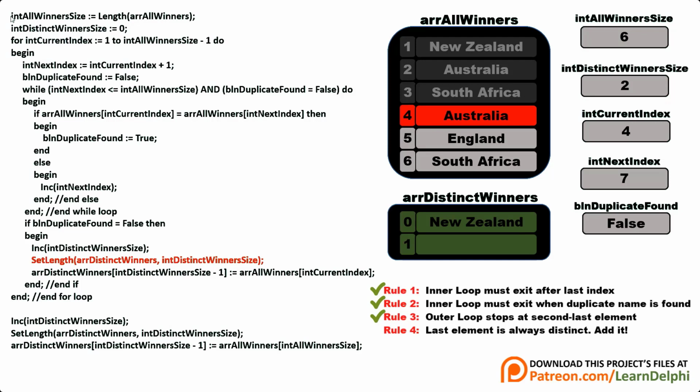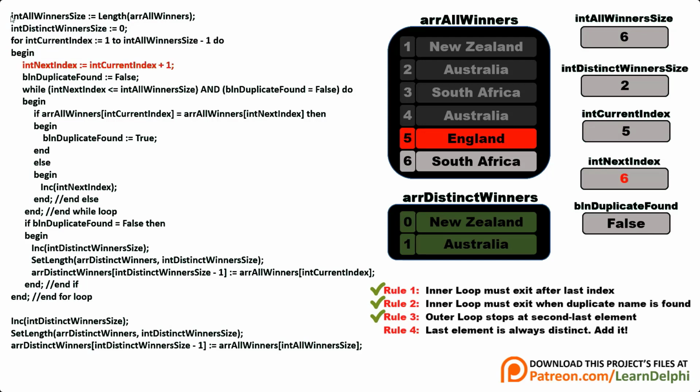Then you use the setLength procedure to add the second index into the dynamic array. Then you assign the second occurrence of Australia from the main array to the new element. The for loop still has one more cycle to go to process the second last index. The compiler jumps back to the top of the for loop, and the current index increments to 5. This will be the second last index.